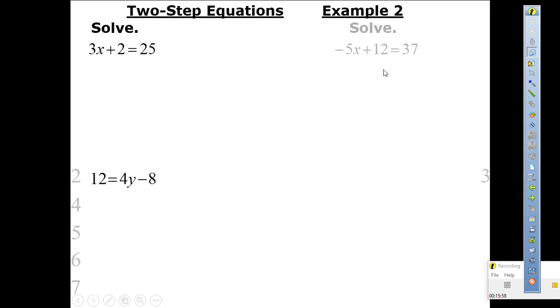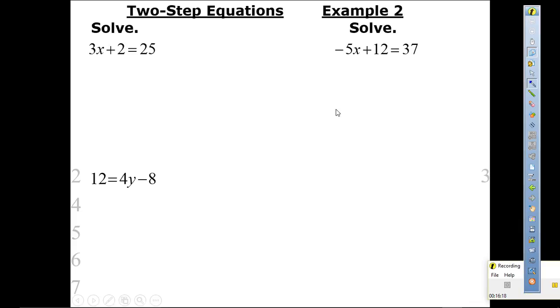Copy this next one. Negative 5x plus 12 equals 37. See if you can do that one a little bit faster. For that one, don't plot it or check it. Just solve it. You have 30 seconds. Negative 5x plus 12 equals 37. Copy that and go.